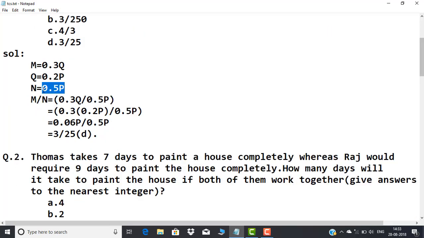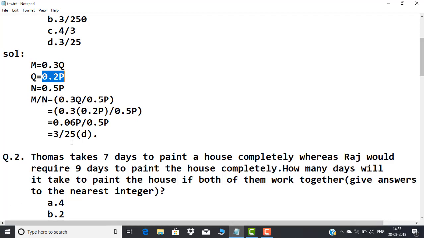Now m by n ratio. Here m is 0.3 q, divided by n, which is 0.5 p. Now friends, in place of this q, we have to write the value of q, that is 0.2 p. So we have replaced the q by 0.2 p.